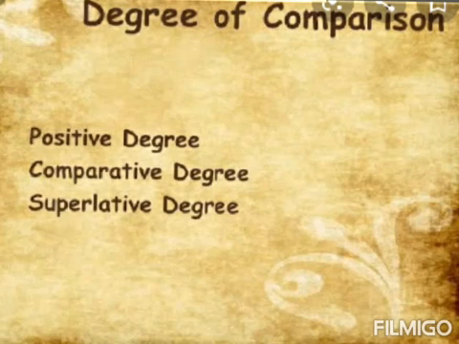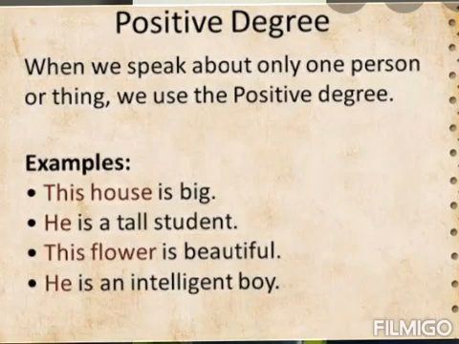For example, they are positive, comparative and superlative. Now what is positive degree? Positive degree is when you are speaking about one thing, one person or one animal. For example, this house is big. So this house means only one house and big is the positive degree.